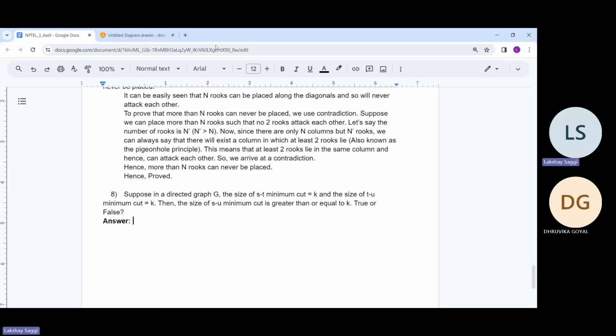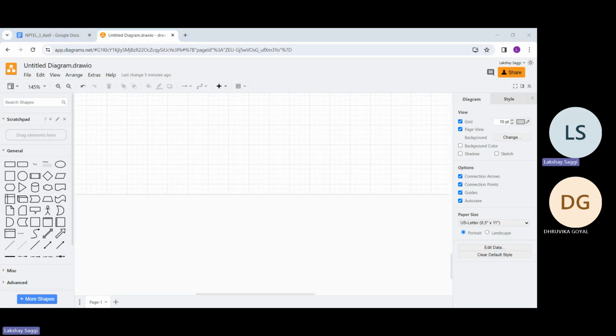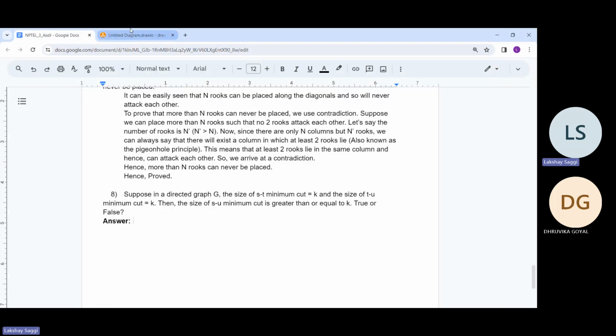So maybe I can answer this myself because this is an interesting question. If you want to try it out, you can answer in chat. Meanwhile, I'll also start discussing this. So actually the answer to this is true. If the ST minimum cut is of size K and the TU minimum cut is of size K, then the SU minimum cut may not be exactly equal to K, but it will always be greater than or equal to K. We are not claiming that it is exactly equal to K. We are claiming that it can never be less than K. The size of the SU minimum cut can never be less than K. This is what we are claiming.